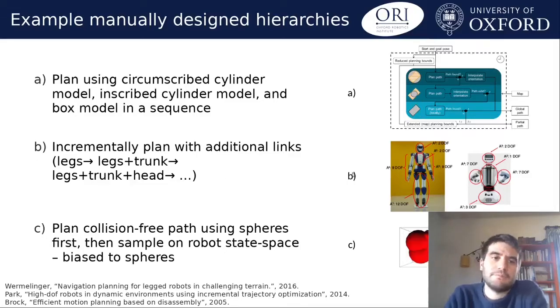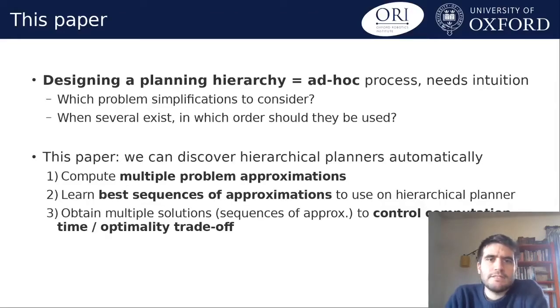Other people have proposed methods where you plan first with only a few links of the robot, and then if you get a plan for that, you use that solution to find a solution where other links are considered as well. Then there are other methods where, for example, you sample spheres along the environment and then try to bias the sampling on the full state space to those spheres.